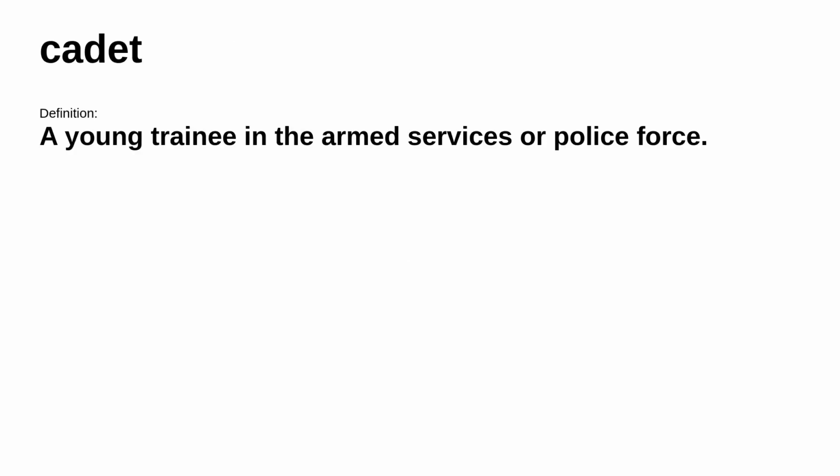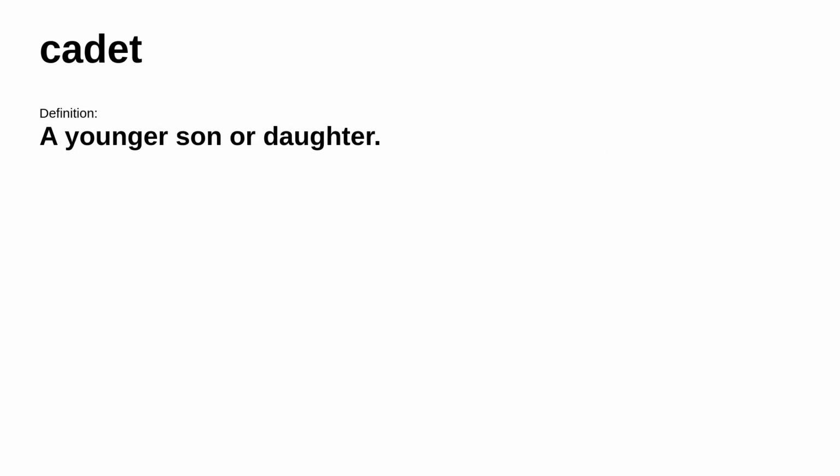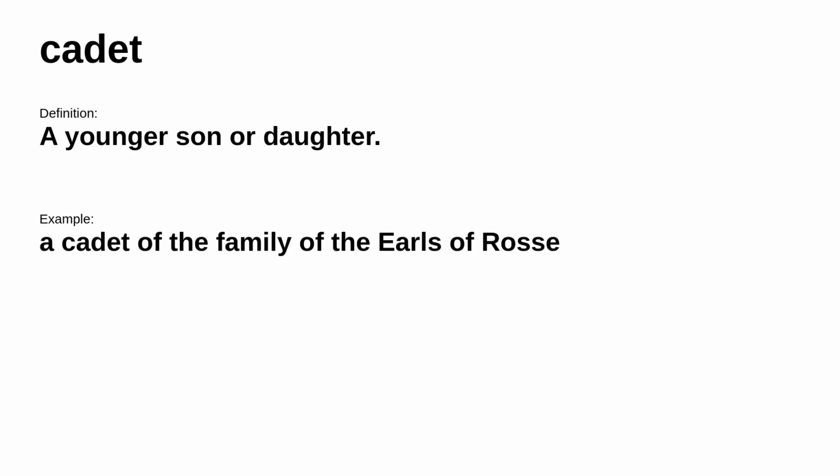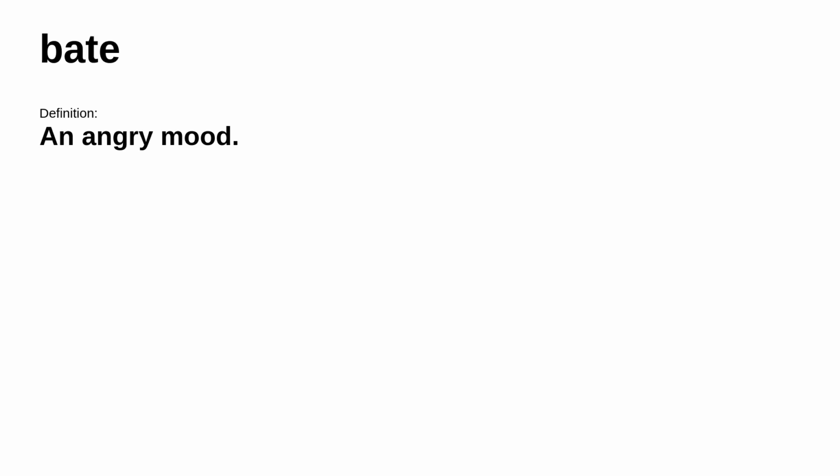Up next. Cadet. It means a young trainee in the armed services or police force. Consider this example, an Air Force cadet. In other places, it means a younger son or daughter. Consider this example, a cadet of the family of the Earls of Ross. The next word is bait. It means an angry mood. For example, he got into a stinking bait.